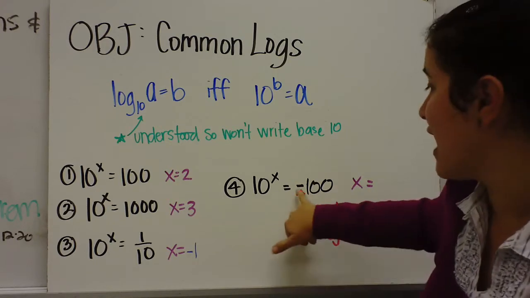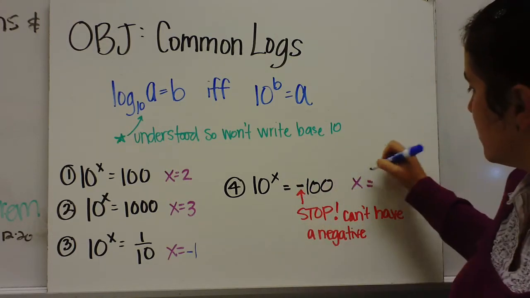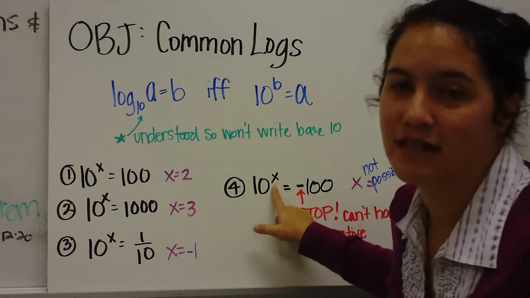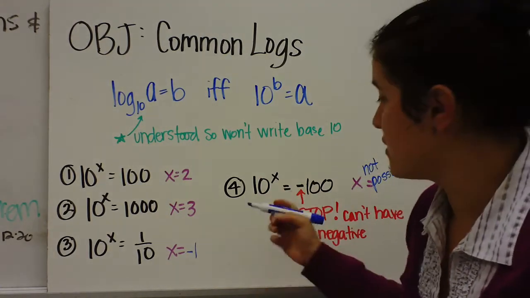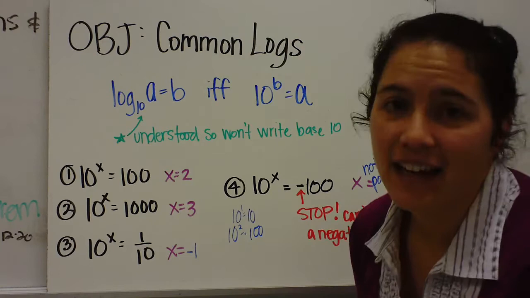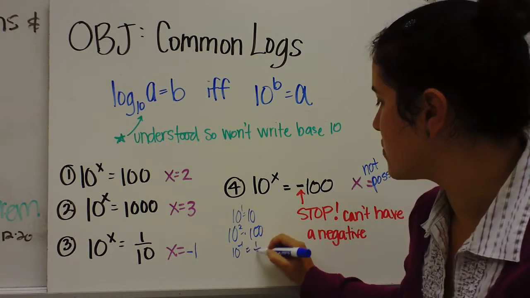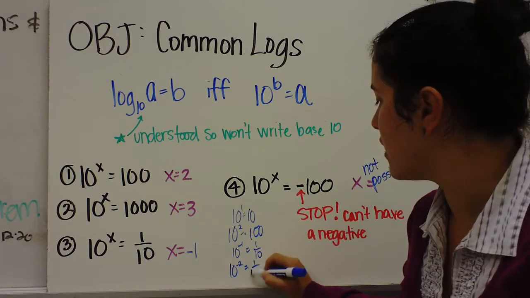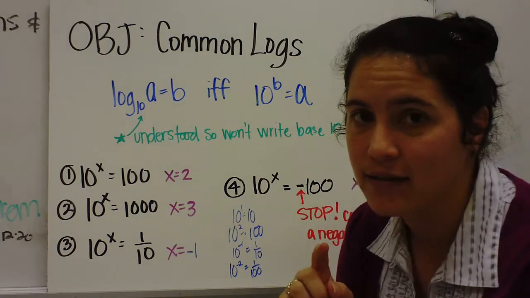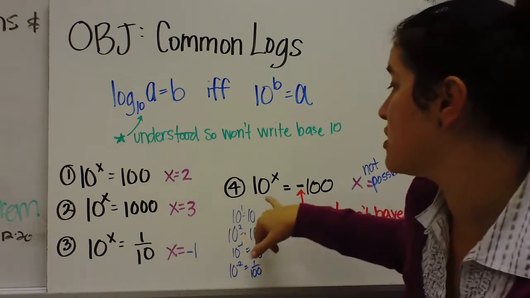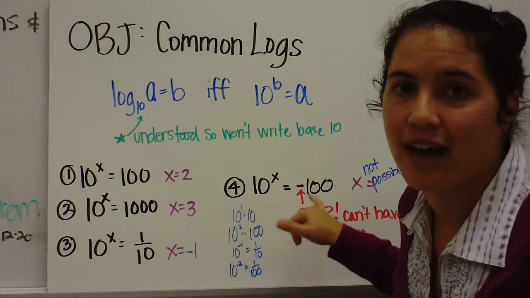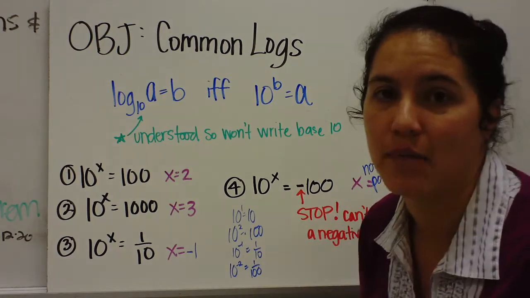Now number 4, 10 to the X power equals -100. So I wrote a little stop. You can't have a negative as your answer. It's not possible. The reason it's not possible is because if you have an exponent, 10 to the something power, 10 to the 1 is 10. 10 to the 2 is 100. If you have a negative exponent, it's just going to be a fraction. 10 to the -1 is 1/10. 10 to the -2 equals 1/100. You can't have a negative answer from an exponent unless your base is negative. But in all these cases today, we're going to be talking about a base of 10. So we're not going to be able to have a base of 10 come out to a negative answer. So if you have a negative right here, you know that that's not possible.